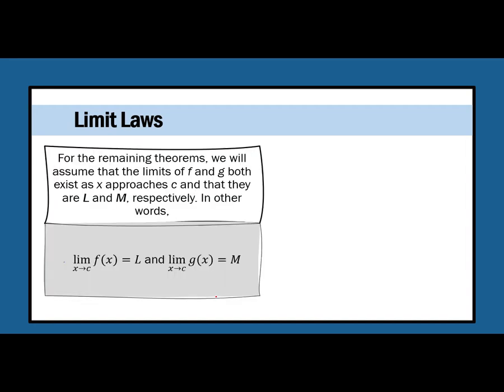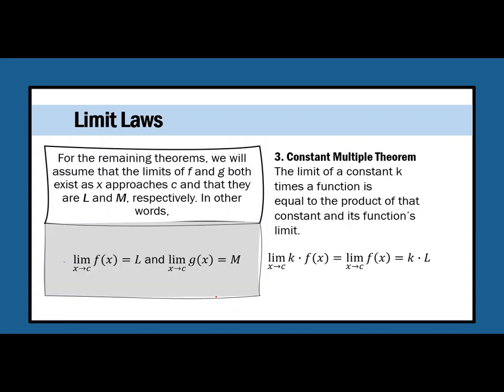Next, for the remaining theorems, we will assume that the limits of f and g both exist as x approaches c, and that they are L and M respectively. In other words, the limit of f of x as x approaches c is L, and the limit of g of x as x approaches c is M. For our third law, the constant multiple theorem, the limit of a constant k times a function is equal to the product of that constant and the function's limit. So the limit of k times f of x as x approaches c is equal to k times the limit of f of x as x approaches c. Meaning, you just multiply k with the limit of f of x, so that's k times L.